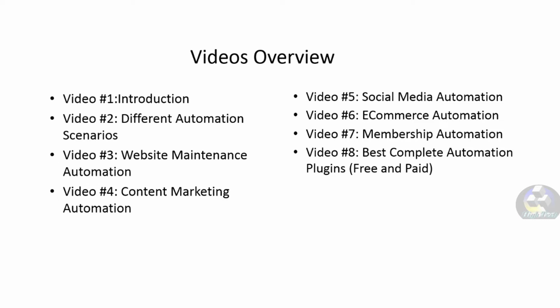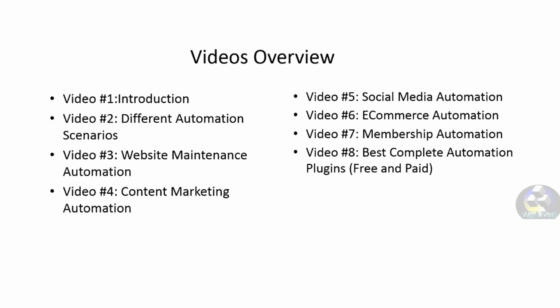Obviously this is video number 1, and video number 2, which is the next video, we're going to talk about the different automation scenarios. Now I put this particular video in here for a reason. Some of you may already know exactly what you want to automate via videos 3, 4, 5, 6, 7, but some of you may have no idea what to automate. So this video is going to help you expand your mind and understand what's available to you and what's going to happen so that you can plan ahead.